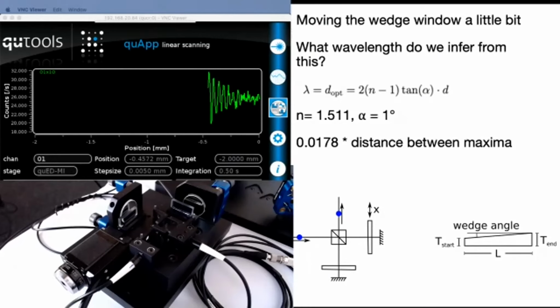You're taking larger steps, so the oscillations look like they're shorter. Yes, exactly. So the scale on the x-axis has changed very much, right? Before we had something like, I don't remember, 0.0-something millimeters, and now we're scaling over 2 millimeters of this wedge window. So while we're waiting, I can give a little comment on that.